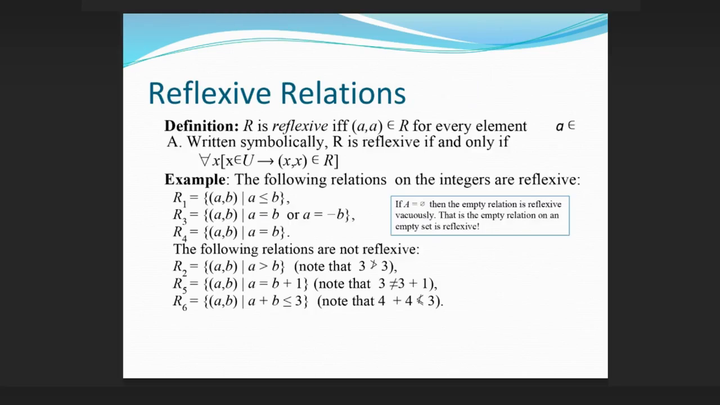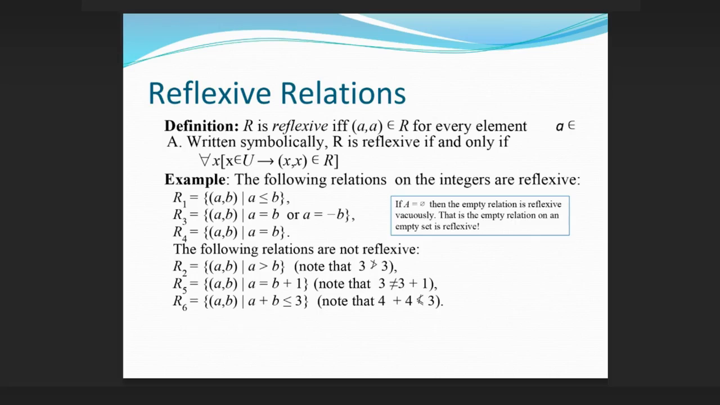Reflexive relations definition. R is reflexive if and only if (a, a) is in R for every element a. Written symbolically, R is reflexive if and only if for all x, (x, x) is in R. Example: the following relations on the integers are reflexive. R1 equals {(a, b) | a ≤ b}. R3 equals {(a, b) | a = b or a = -b}. R4 equals {(a, b) | a = b}.